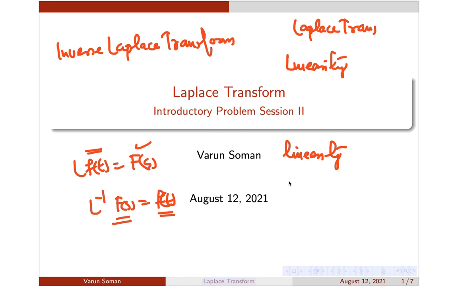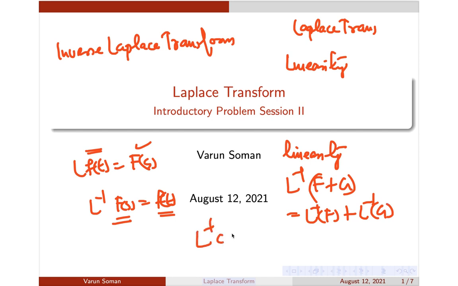This means that if you have to find L inverse of some capital F plus capital G, this is the same as L inverse of F plus L inverse of G. That means you can split and find the transforms. Similarly, if you want to find L inverse of some constant C times F, then you can find it as C times L inverse of F. So the linearity property which was applicable for Laplace transform is also applicable for inverse Laplace transform. There is no need for another theorem and proof; the proof which I studied earlier for Laplace transform is required for this also.